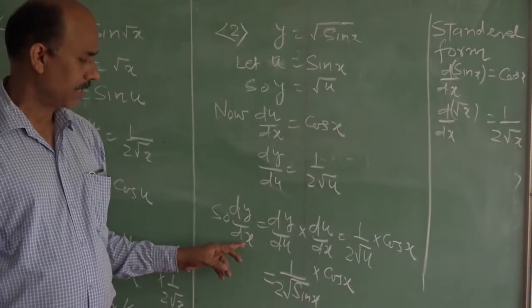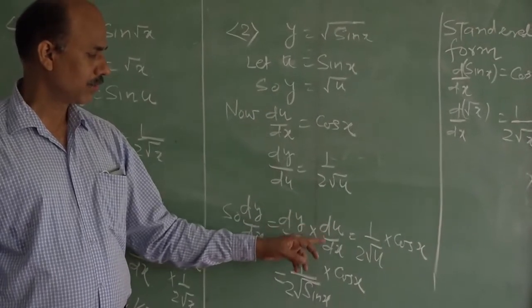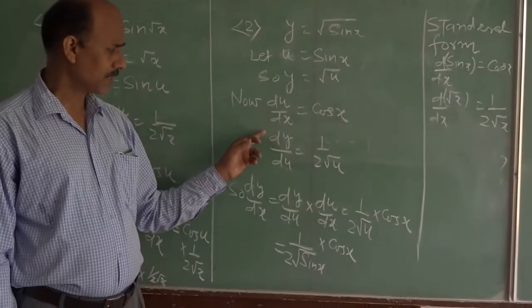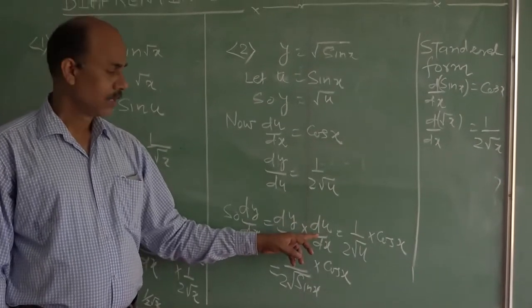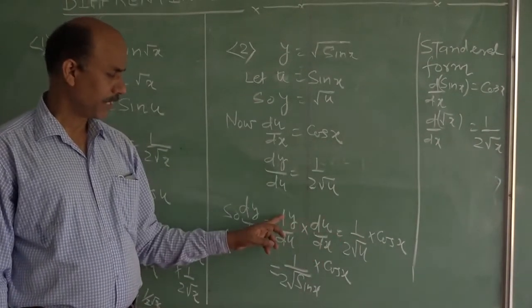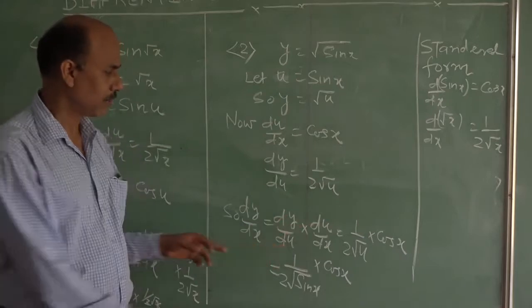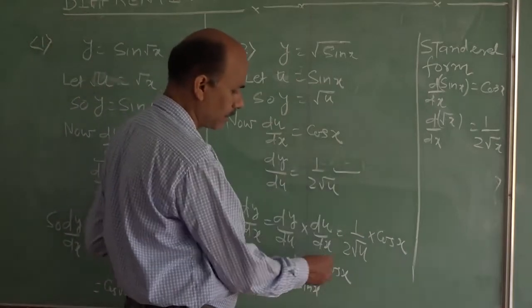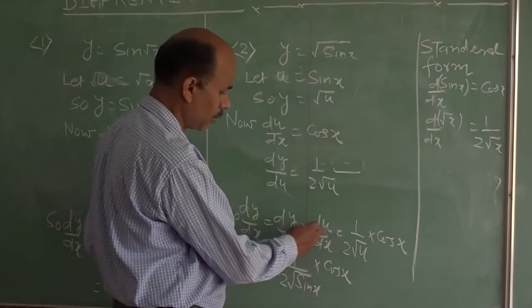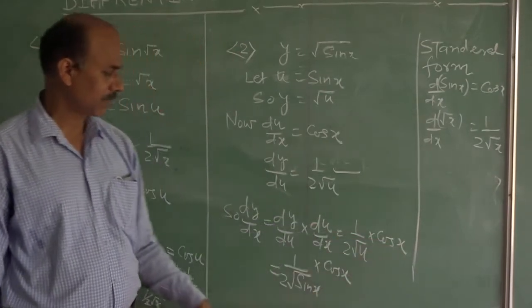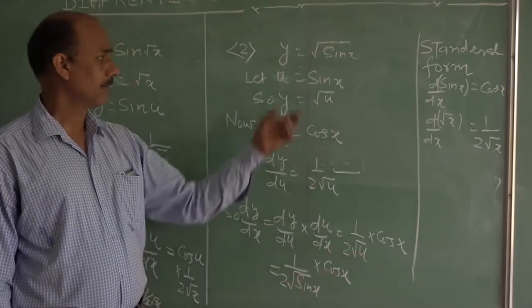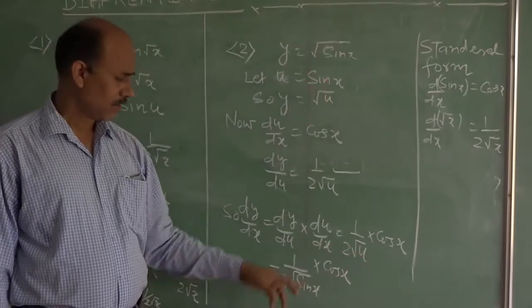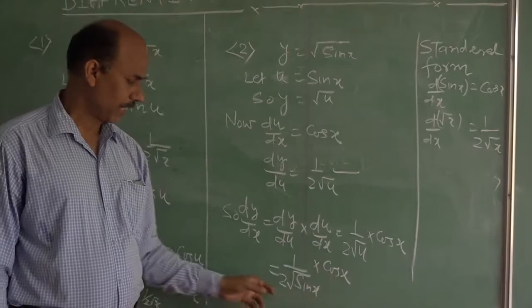Write dy by dx is equal to dy by du into du by dx. All the differentiated parts you are supposed to use, but with proper arrangement. After arranging it, now go for the replacement. Your dy by du value we got as 1 upon twice root u, and du by dx value we got as cos x. At last, the value of u you have to replace, and the value of u should be sine x. So replace that value. Finally we get this.